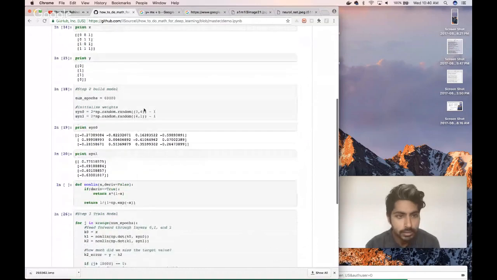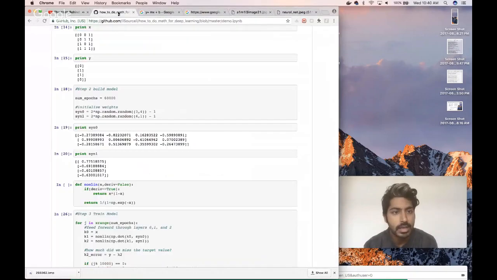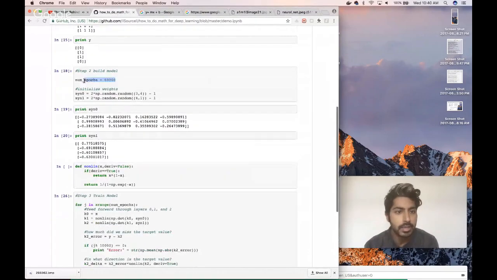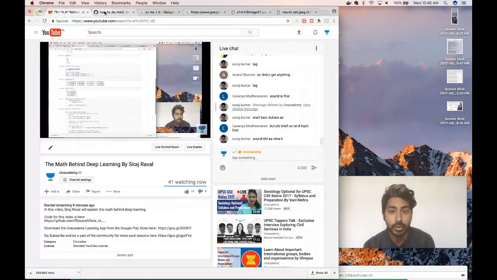Our next step is to build this neural network that I was talking about. It looks like this. The first part is for us to define the number of epochs. Epochs are the number of times we want to train our network: one pass, two passes, three passes. How many passes? We want 60,000 passes in total.